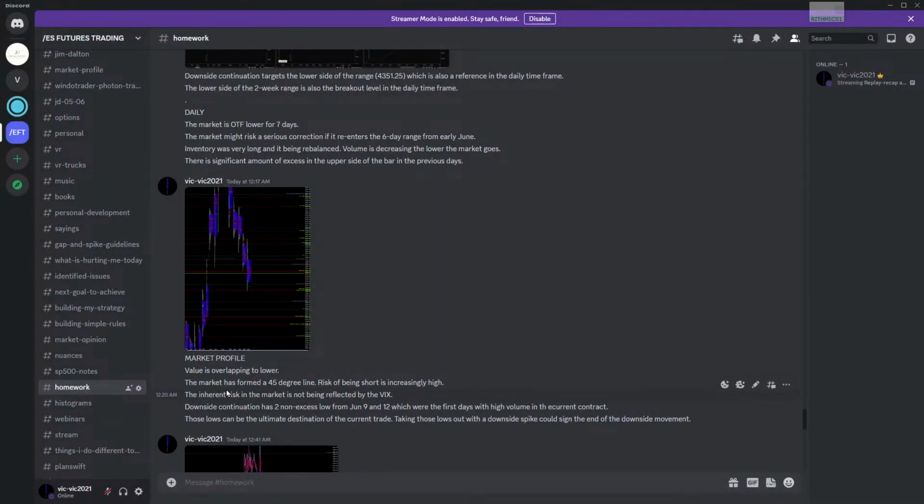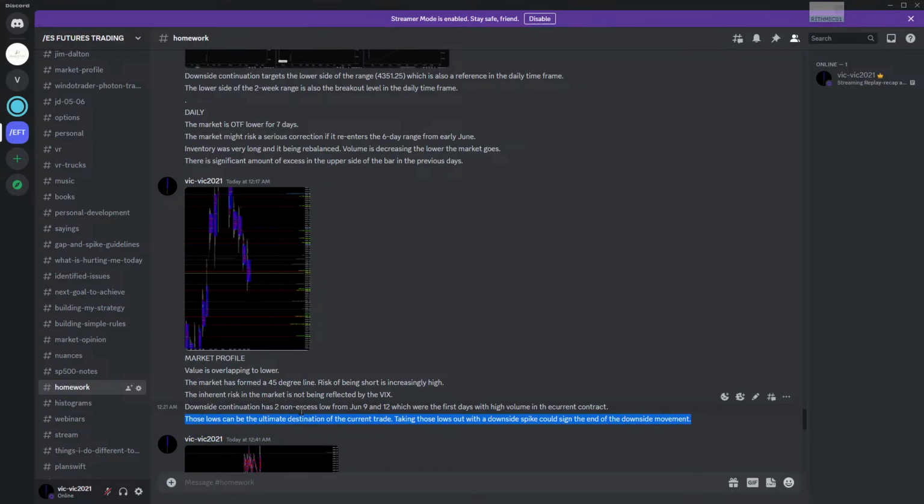The inherent risk in the market is not being reflected by the price. The market has formed a 45-degree line. The risk of being short is increasingly high here, even though value is overlapping to lower. Those are parts; there's contradicting or mixed information here.